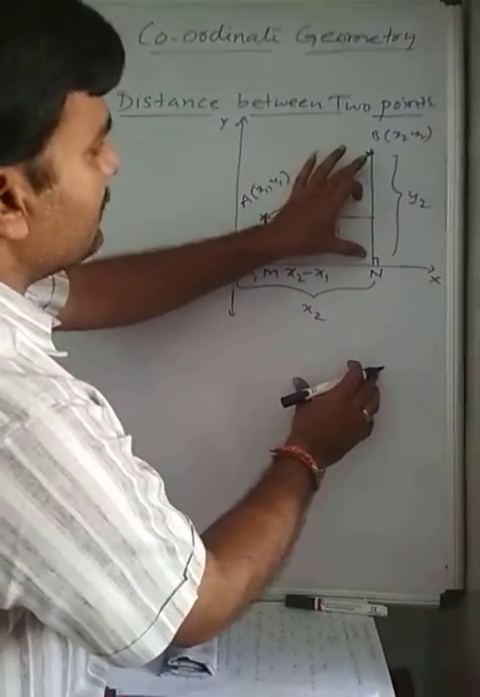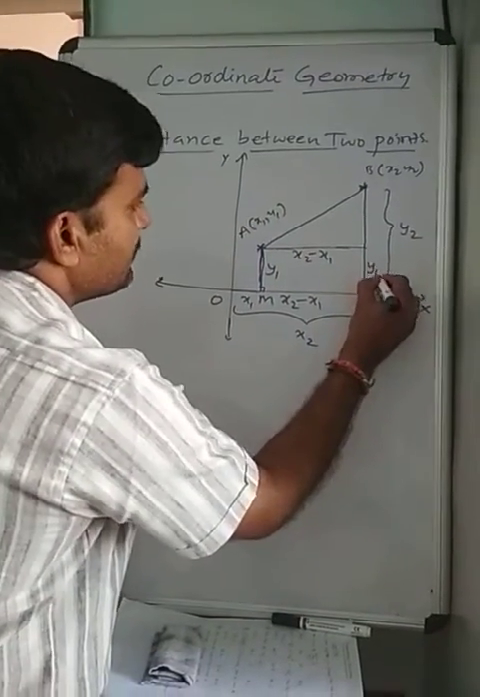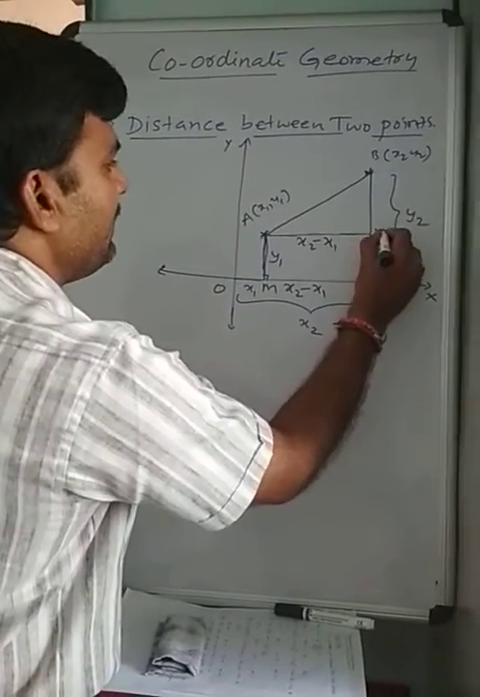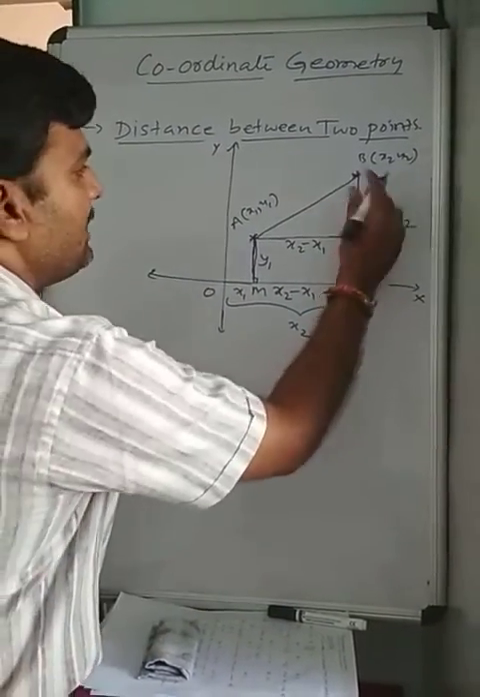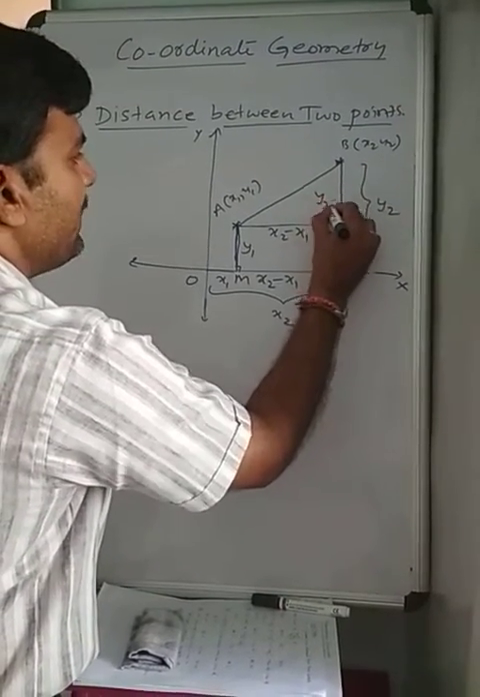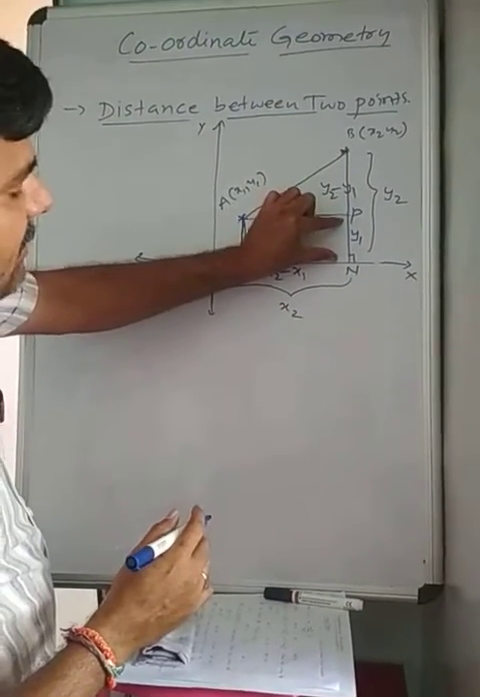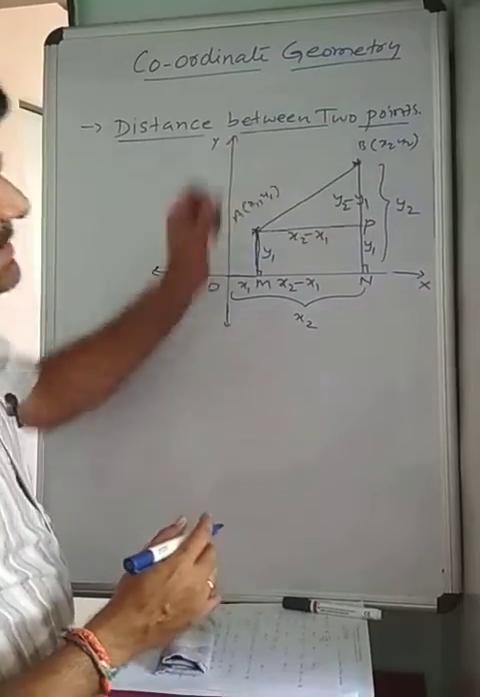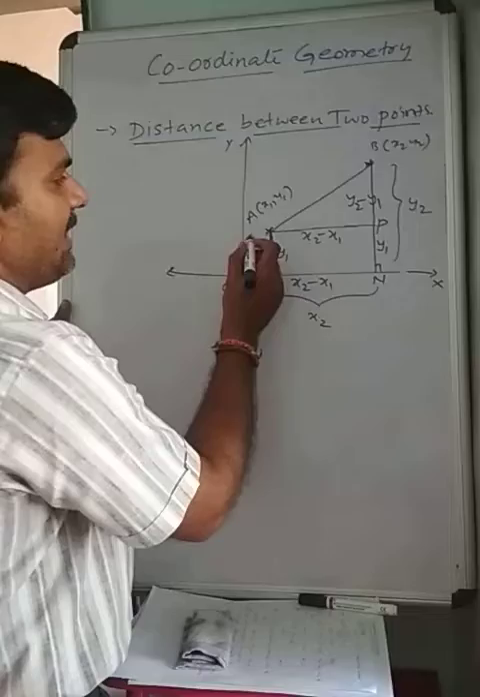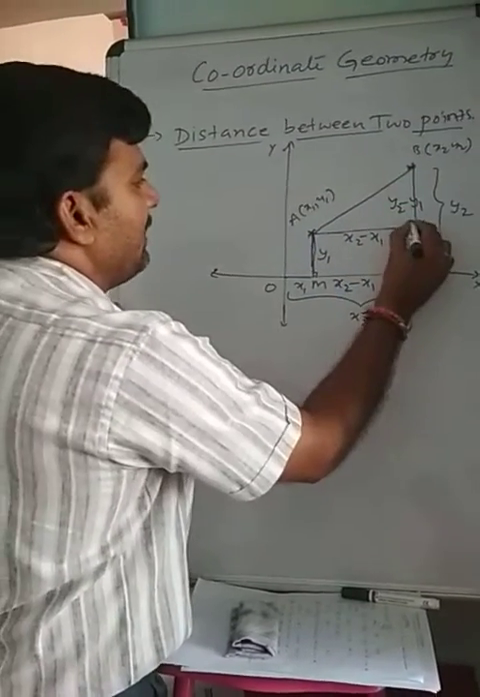Similarly, this total part is y2 and this part is y1. For the remaining part, let us take this point as P. So BP length is y2 minus y1: total length y2, this length y1, therefore this part length is y2 minus y1. So now we are forming a right angle triangle APB.